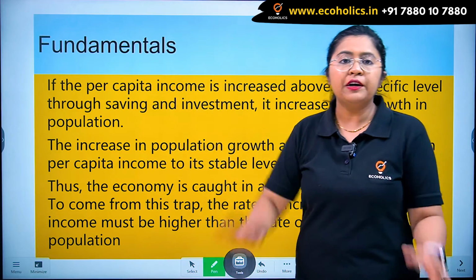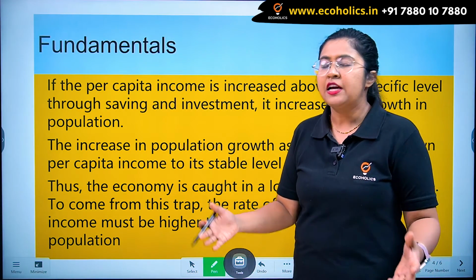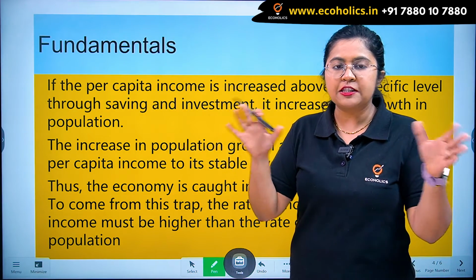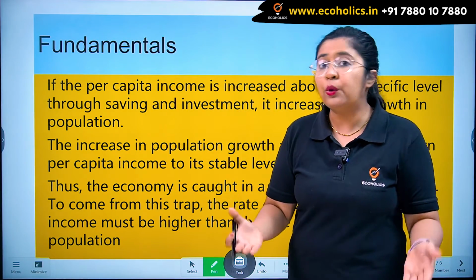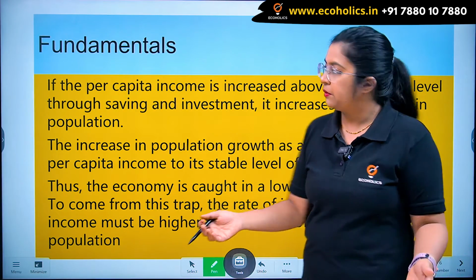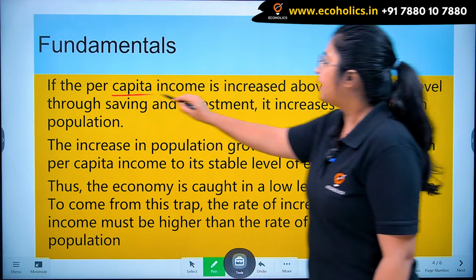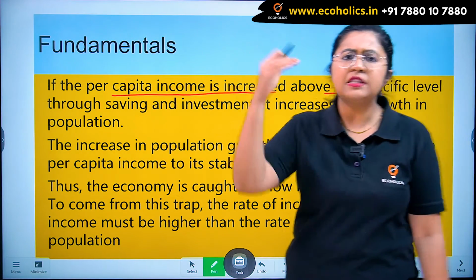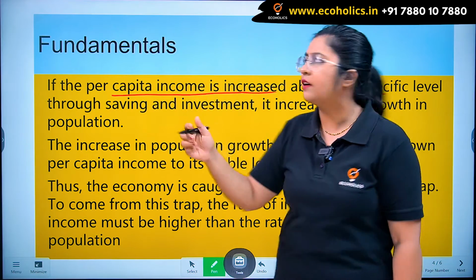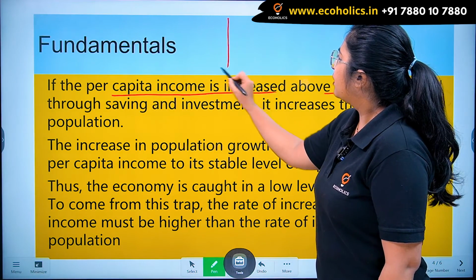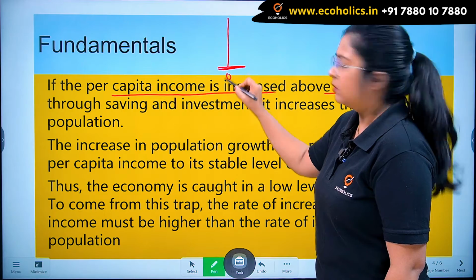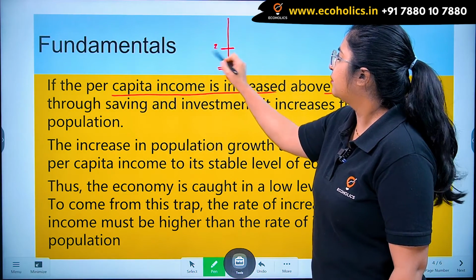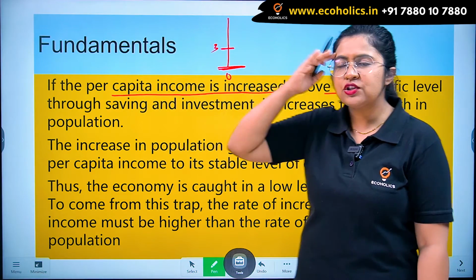Now, let's look at the fundamentals of what happens when we try to find out that the trap has begun. The underdeveloped country is now under that trap, the low level equilibrium trap. So if the per capita income is increased above a certain specific level, just imagine that we are at 0, and the per capita income was probably 3 on some scale.